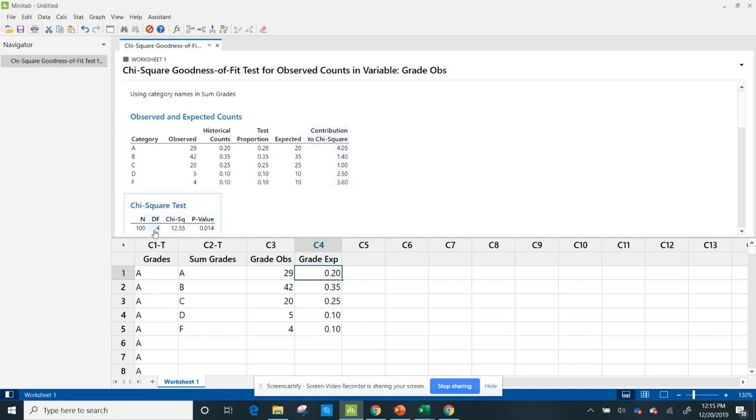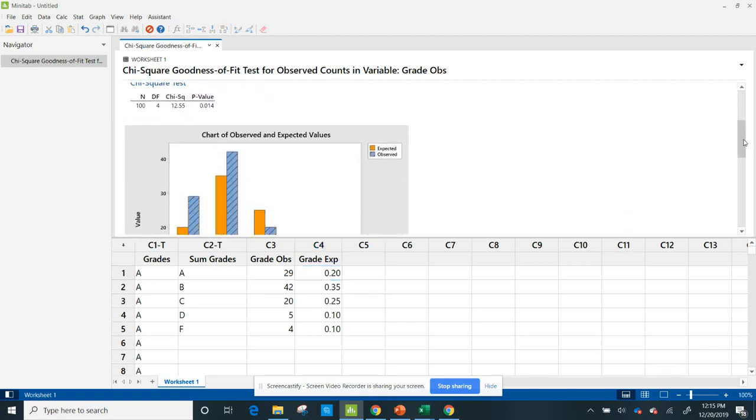Sample size was 100. Degrees of freedom, remember, it's not always going to be 4, but degrees of freedom is number of categories minus 1. Again, 5 categories minus 1 gives me 4. Chi-squared value is 12.55. P-value is 0.014. All right, so that's how I did it for summarized values.